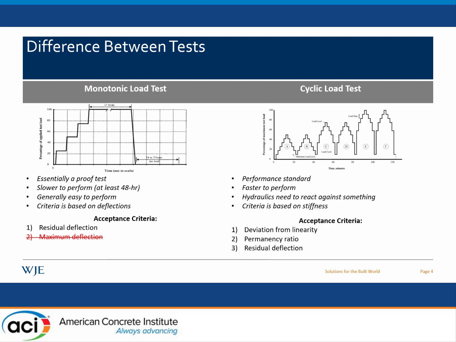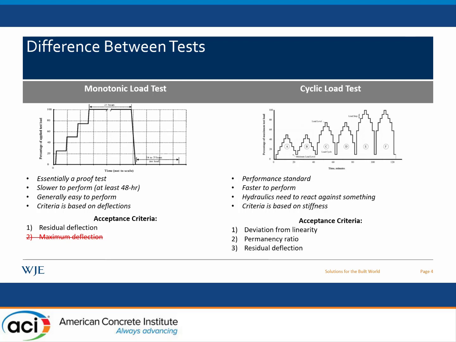So here is a quick recap of the main differences between the two load tests. The monotonic test, on the left side, is essentially a proof test. You load the structure to a known load, sustain that load for 24 hours, then unload the structure and measure the residual deflection, and if it rebounds sufficiently, you pass the test. It's very slow to perform, taking at least 48 hours, but it's very easy to perform, which is a big advantage. The criteria are mainly based on deflections. For acceptance, as of now, it's only residual deflection, but for 56 years or so, it was residual deflection and also maximum deflection using an arbitrary equation that didn't change for a very long time.